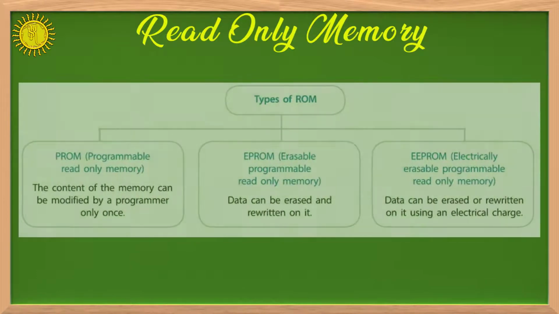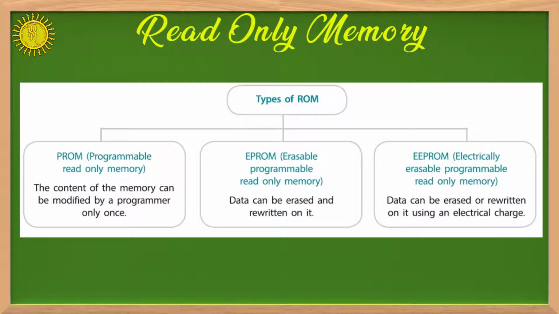Now there are different types of ROM, which are as follows. First, PROM, that is programmable read-only memory. In this, the content of the memory can be modified by a programmer only once. Second is EPROM, that is erasable programmable read-only memory. In this, data can be erased and rewritten. Third is EEPROM, that is electrically erasable programmable read-only memory. In this, data can be erased or rewritten using an electrical charge.